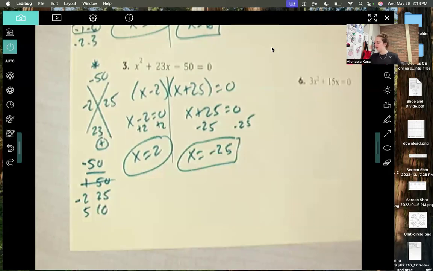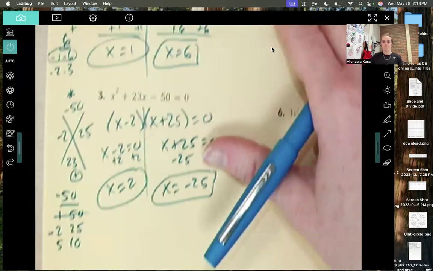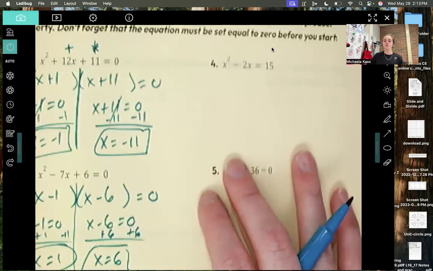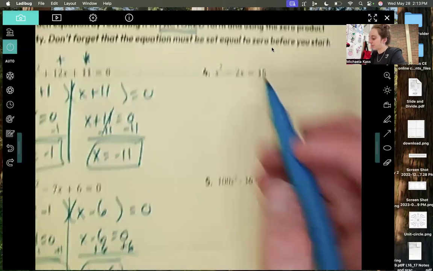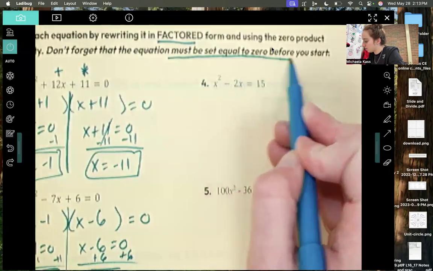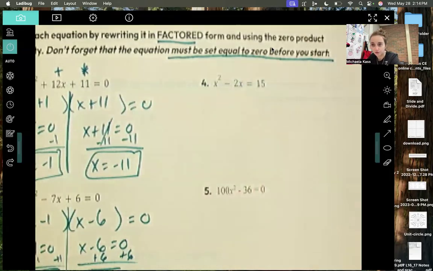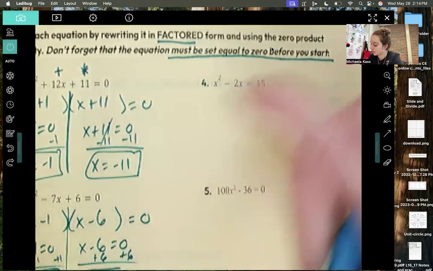All right, now let's look at number 4. Number 4 looks like all the problems we just did except one thing. Hopefully you're able to spot it. It's not set equal to 0. At the very top, it says must be set equal to 0 before you start. So with that being said, this has to be 0.